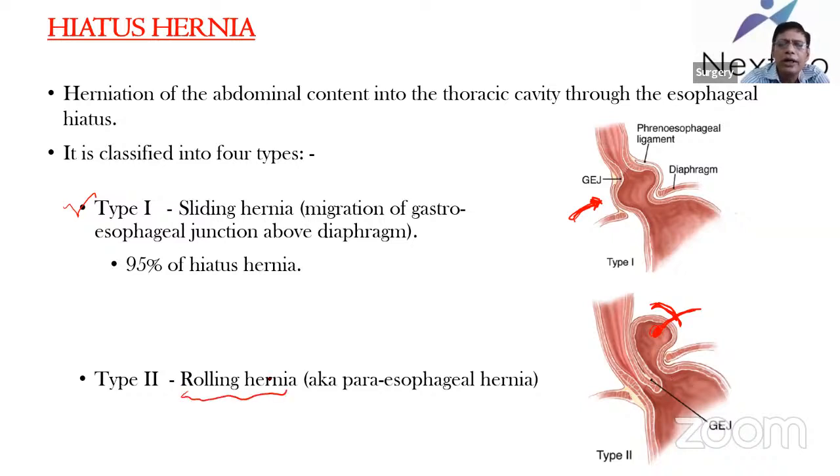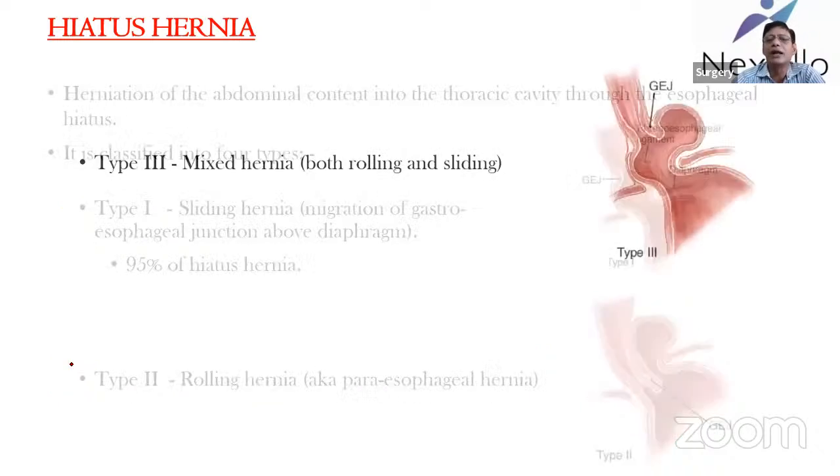This rolling hernia is the type 2 hiatus hernia and is also known as the paraesophageal hernia. So remember this for questions: when we say paraesophageal hernia, we mainly mean the rolling hernia. And rolling hernia is type 2 hiatal hernia. Okay. Then comes the next variant, the type 3 hiatal hernia.